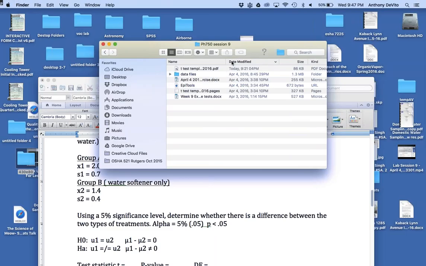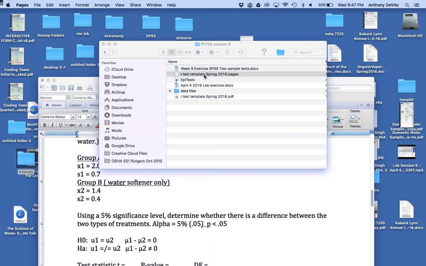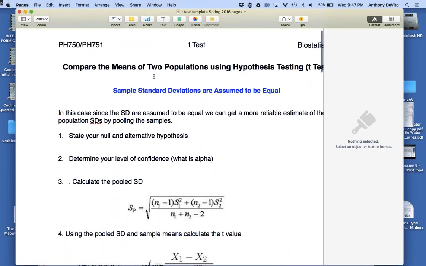I put together a template for us to use, where we can look at the different kinds of tests that we might have. So here, compare the means of two populations, right?